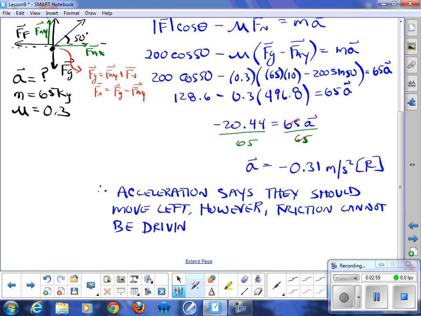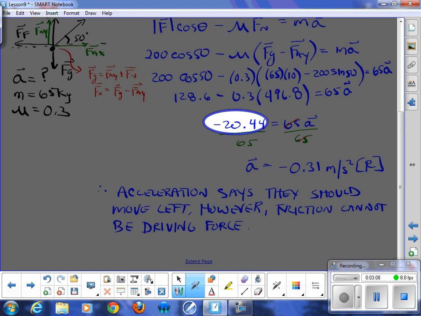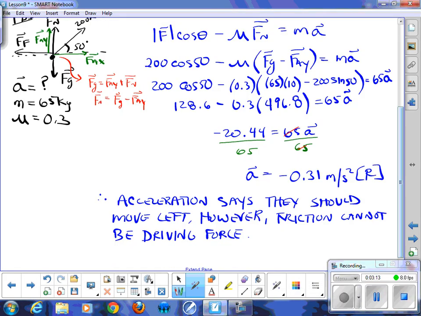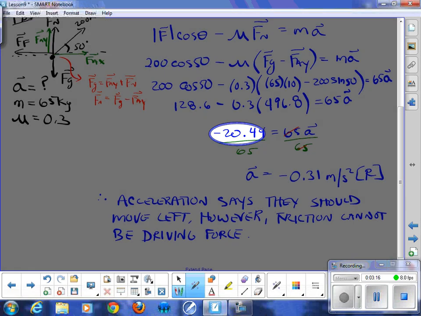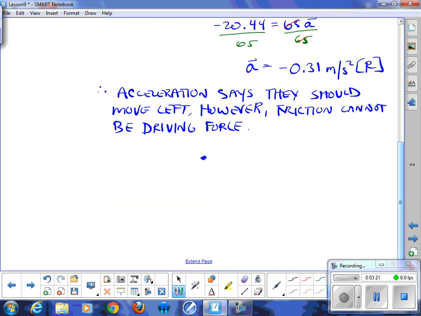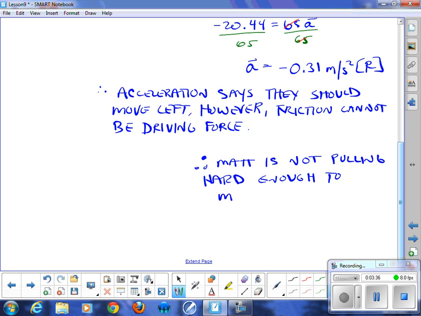So what does that mean? And hopefully some of you are saying, well, up here it was a dead giveaway at this point right here, because the difference, our Fu up here, our unbalanced force, was actually to the left because it was negative, which means force of friction is greater than the applied force. So what that means is therefore Matt is not pulling hard enough to move Tristan. So in fact, there is no motion here.